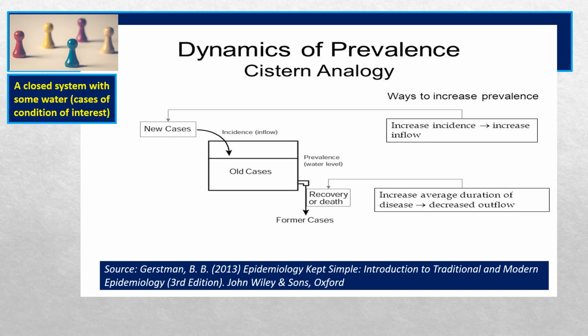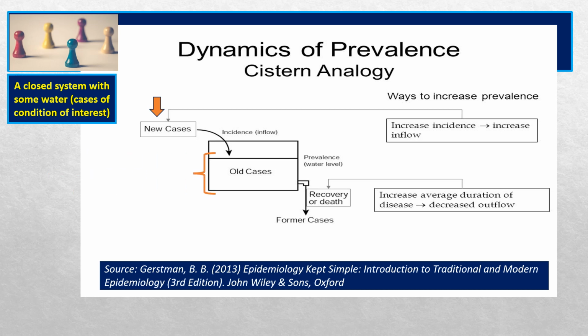Imagine a cistern as a closed system that represents a population. The water level inside the cistern represents the number of individuals with a specific disease or condition. The cistern starts with some water inside it, and those are your existing cases. Now the faucet is the source of new water flowing into the cistern. This flowing water represents newly diagnosed cases of a disease within the population over a specific time period.